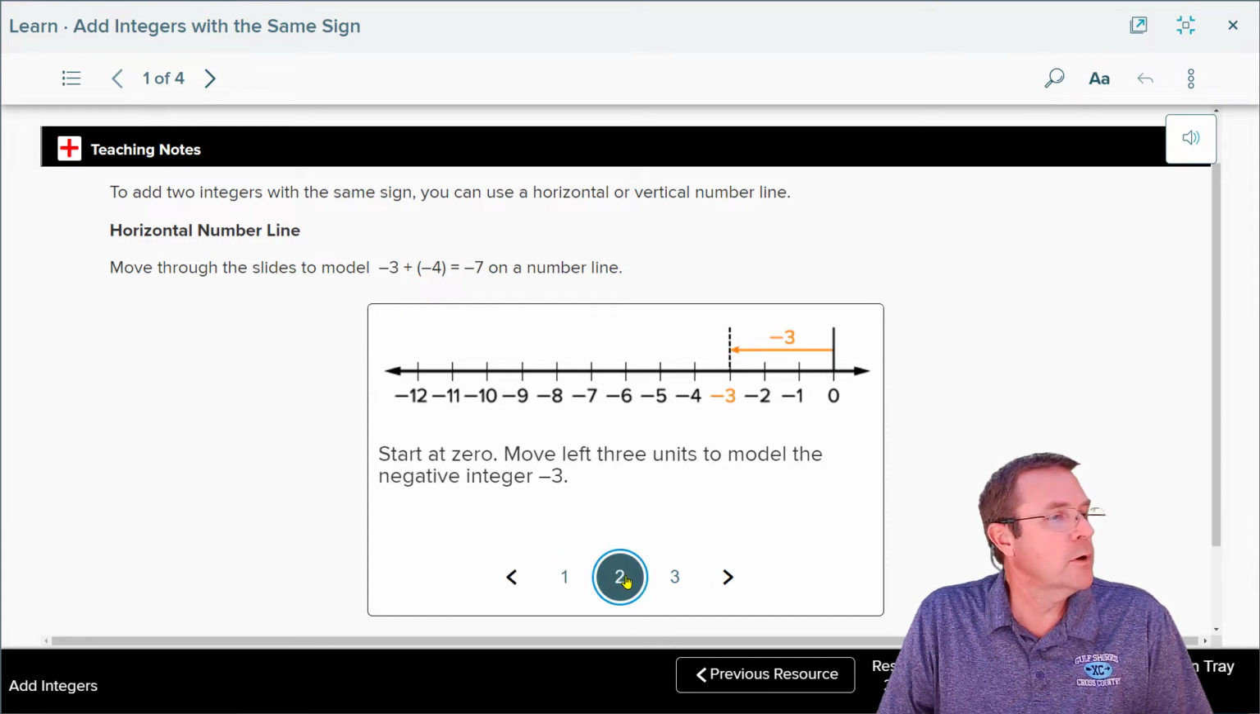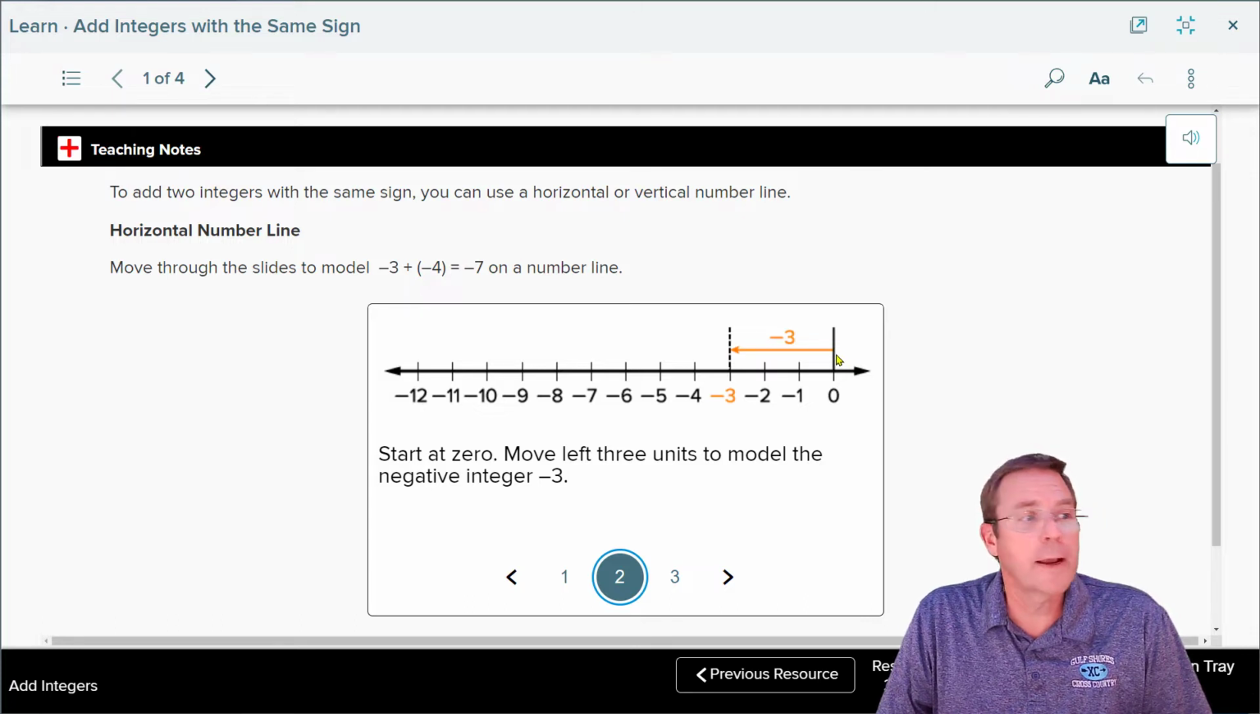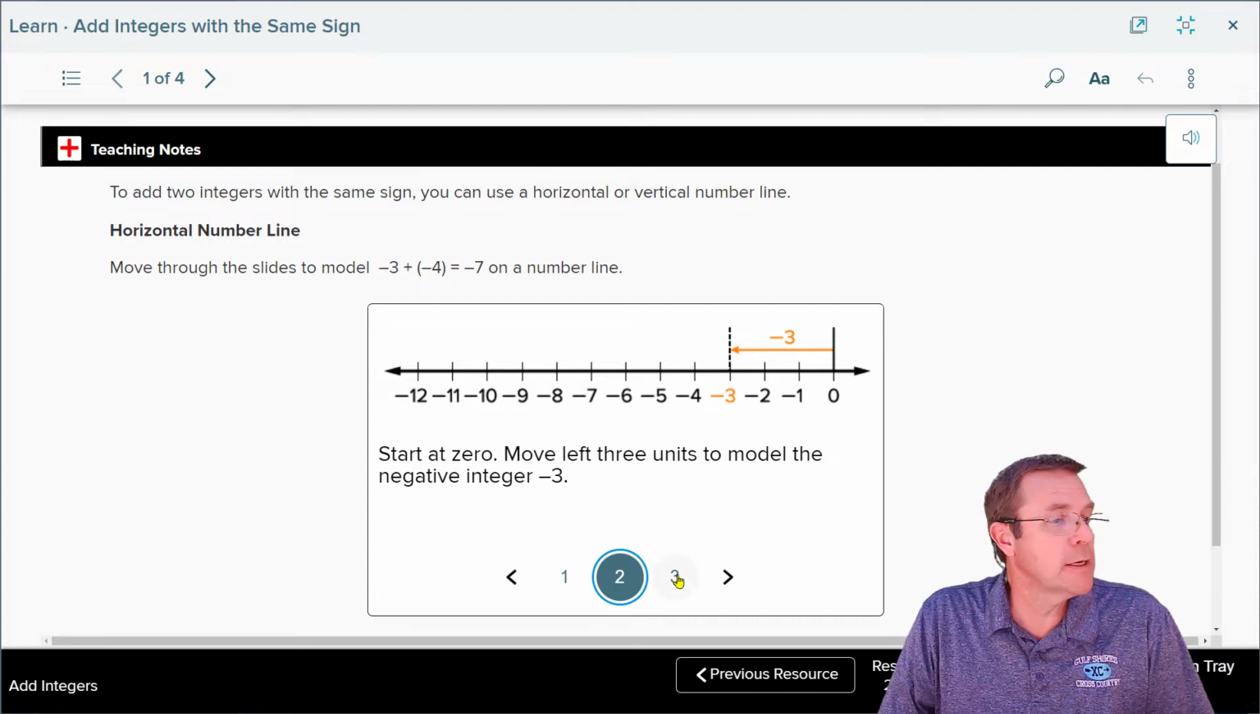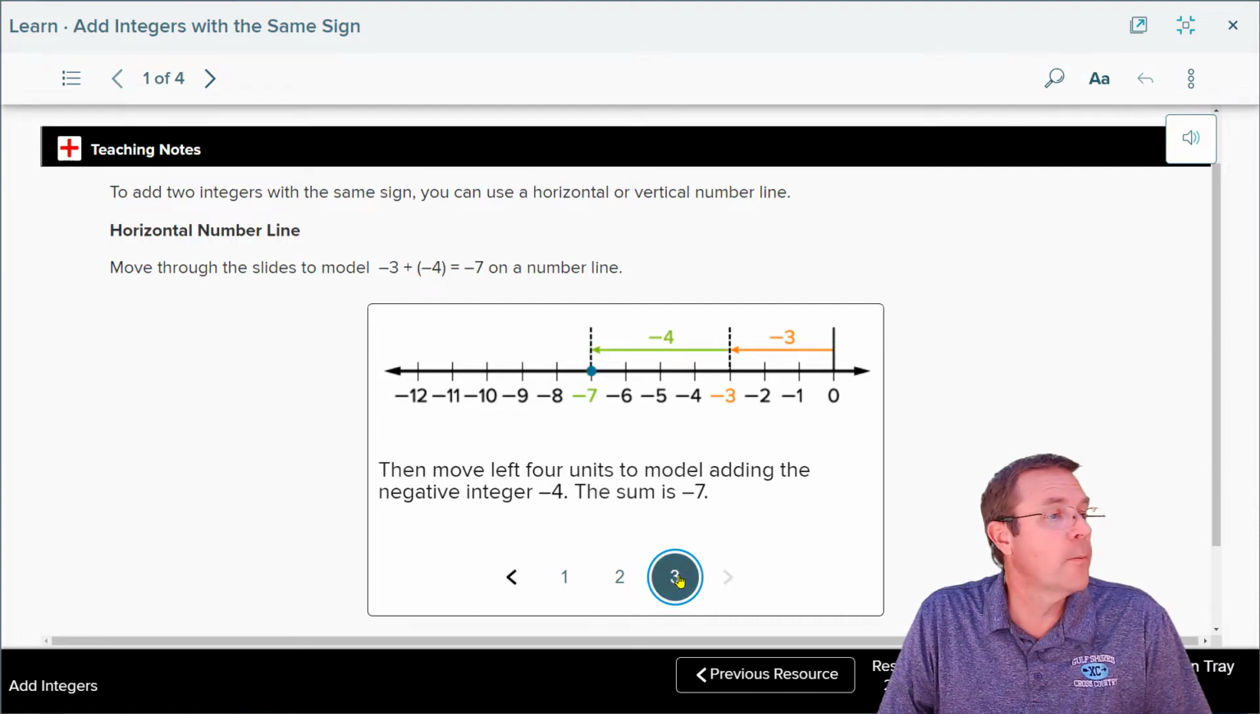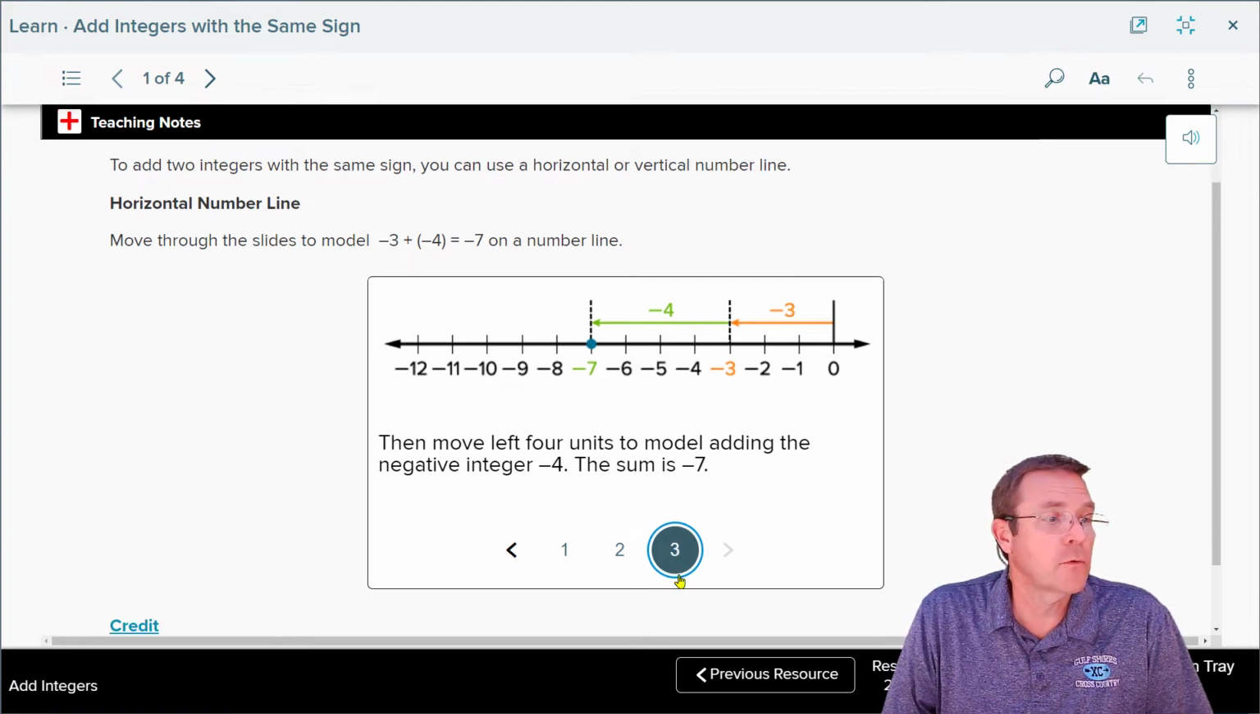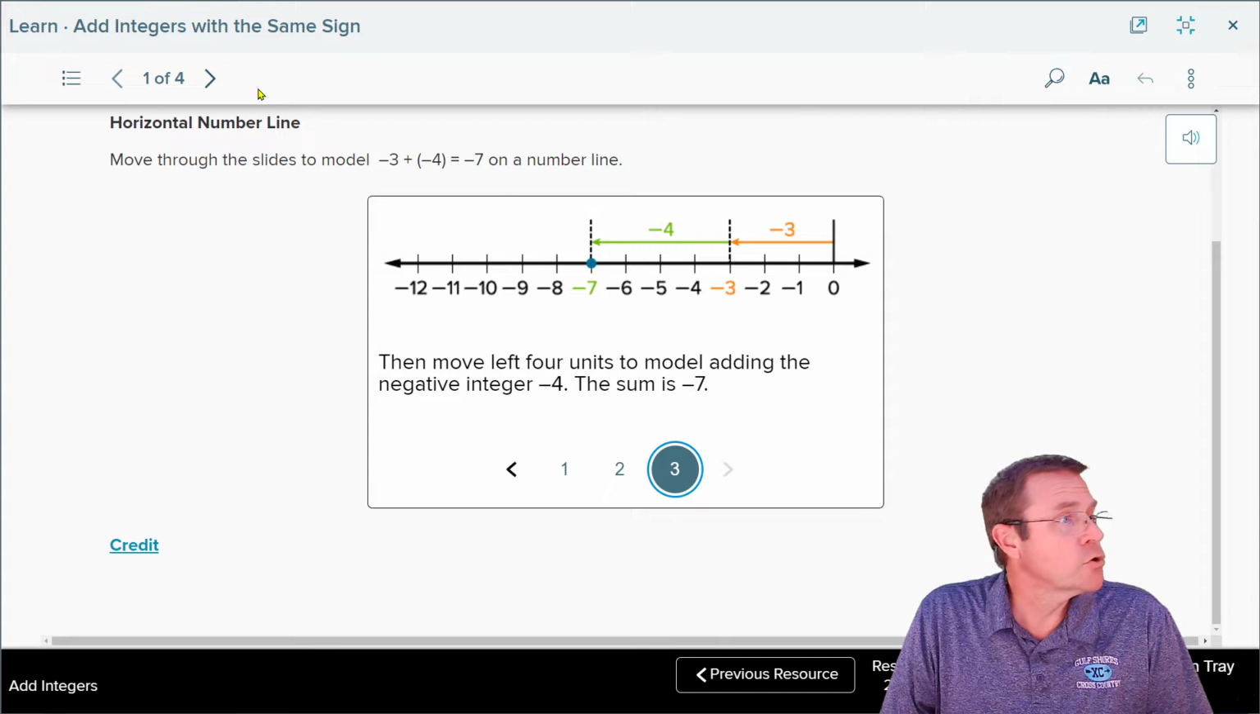So the first thing they're going to do is they started at 0 over here, and they subtracted 3. That moved them right here. And then they're adding a -4 to it, which they're going to say is subtracting another 4 right there. That gives you the -7 for your final answer. Pretty simple, right? Sure it is.